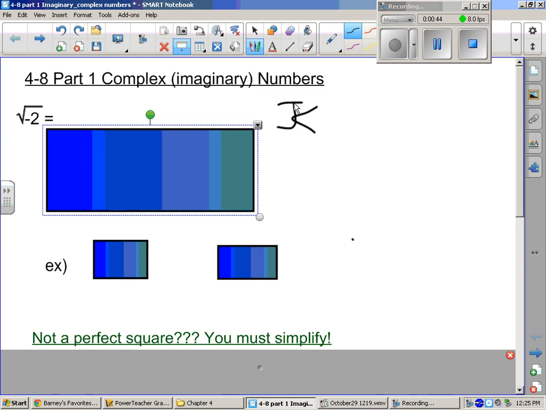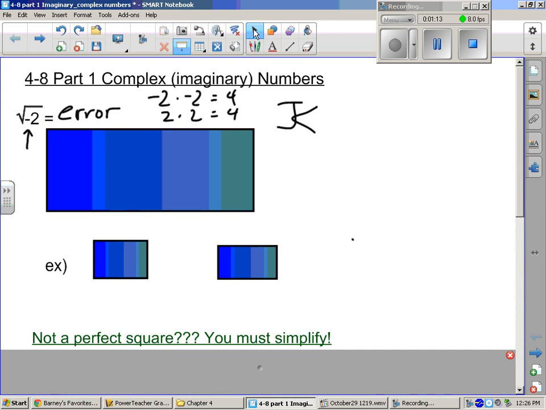Now, if you look up here, we have the square root of -2. Now, if you tried to just do that on your calculator, it would come up with the word error. But so the answer's error? Oh no. We need numbers for answers, not words. So you have to think about this. If I have a negative times a negative, it's going to be positive. And if I have a positive times a positive, it's going to be positive. So there's no way I can have a negative under the radical because it's got to be the same number twice, either both positive or both negative. So that's why we get the error.